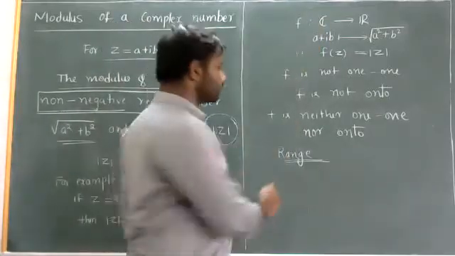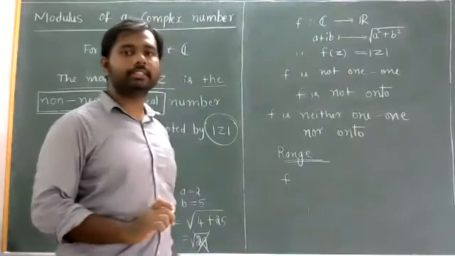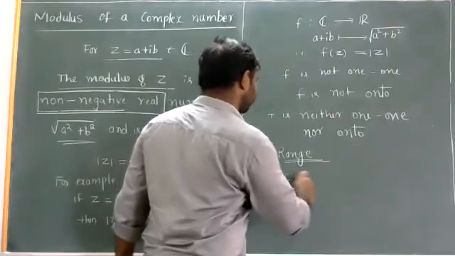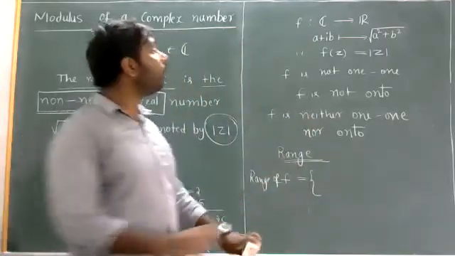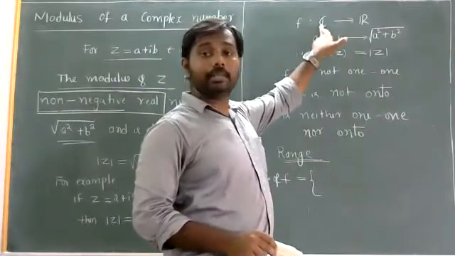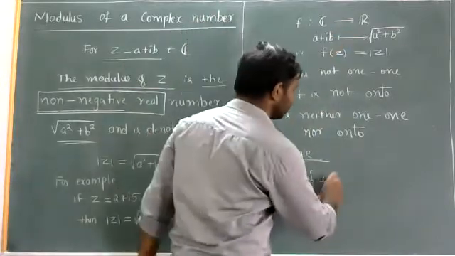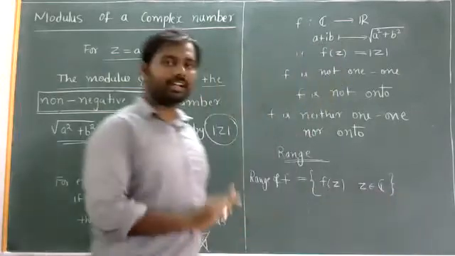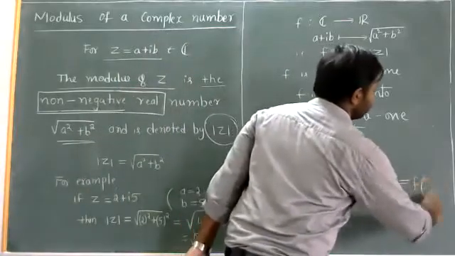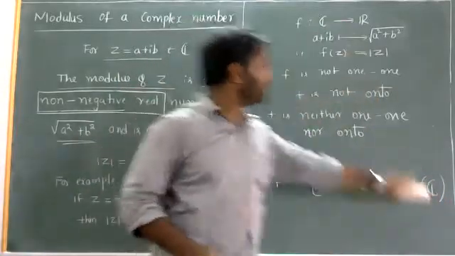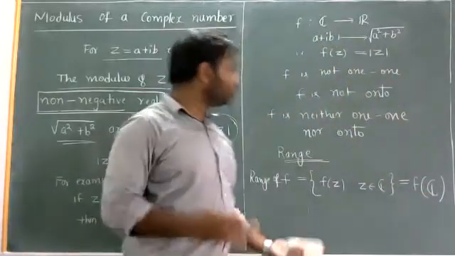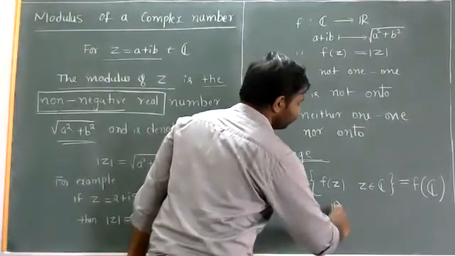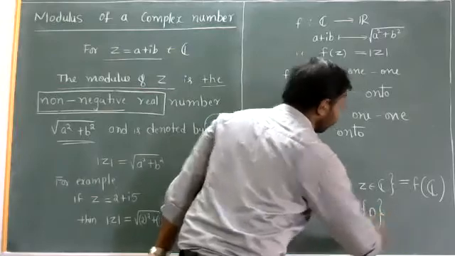Range of a function means range of f is what? Range of f is the set of all images of elements of the domain. That is the set of all images of elements of the domain. And usually we denote it by f of domain, the image of the domain. And what is this? Can I say it is equal to R plus union {0}?